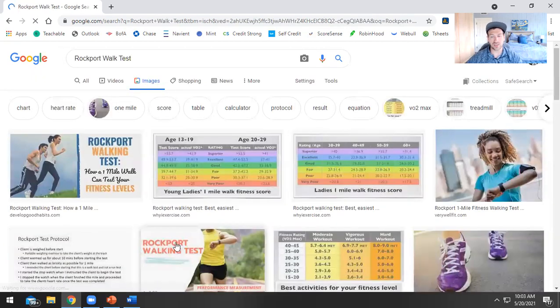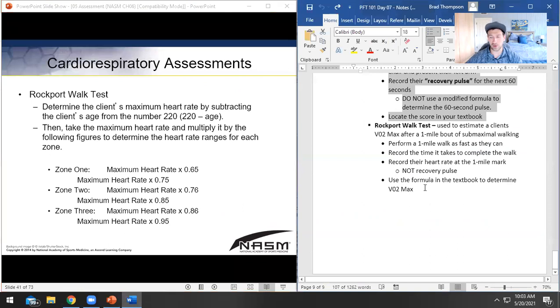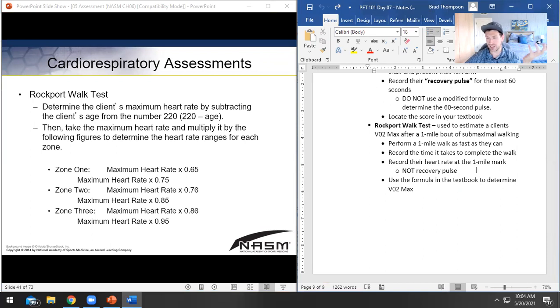And the Rockport walk test is a really great assessment where your client is basically going to walk 1 mile sub-maximally. They're not sprinting, they're not running that mile. They're going to walk it as fast as they can, and you're going to record how long it takes them to complete the walk. And this version is not a recovery pulse. We want to know what their heart rate is the second that 1 mile is over with. So we want to know specifically what their heart rate is at the end of the test.